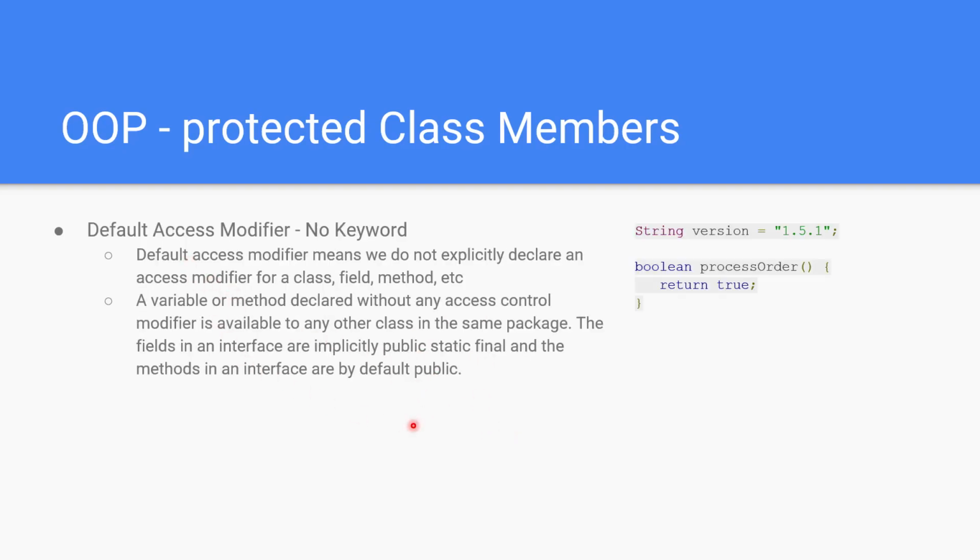So the default access modifier. If we look here, there's no private or public here on the string version. So the default access modifier means that we don't explicitly declare an access modifier for the class, field, or method, etc. There's no private or public here for this method. So a variable or method declared without any kind of access control, without any kind of visibility, is available to any class member in the same package. The fields in an interface are implicitly public, static, final, and the methods in the interface are by default public.